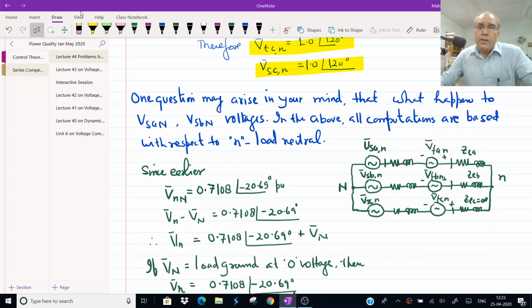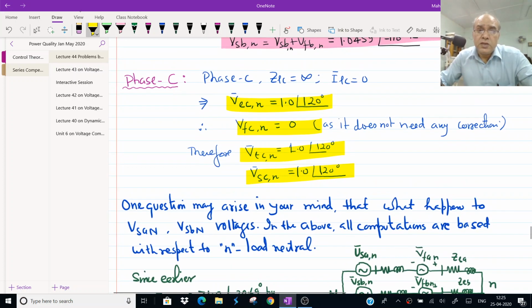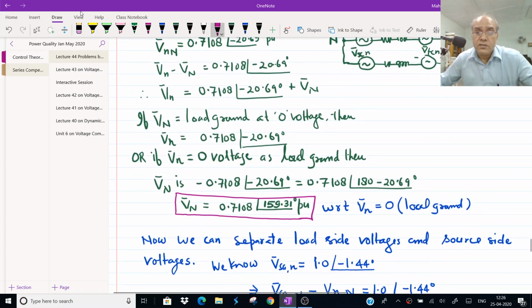Okay. Now the question is that, well, I have solved the whole problem with respect to the load neutral. See it here. This is with respect to load neutral. As if this neutral is my reference point, my ground point, and we have solved this problem with respect to this point. Then what about the voltages with respect to system neutral? Okay, that is BN.